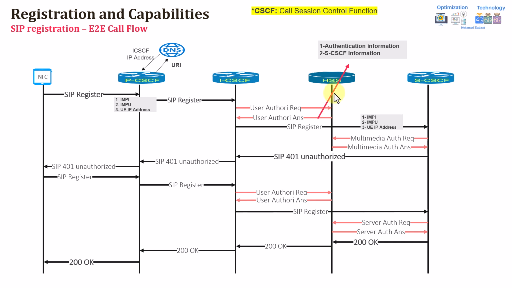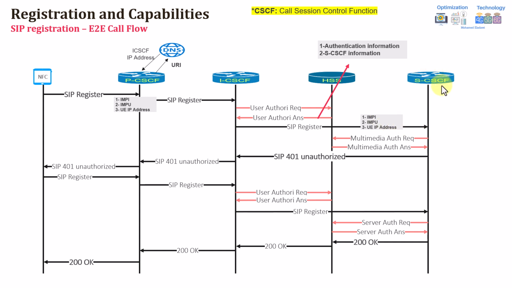Also, another important piece of information that the HSS checks, not only the serving call session control function, is the IMPI and IMPU, to check whether this user is authorized or not. Maybe the user is restricted or blacklisted or whatever. So this is also just a confirmation of the information being communicated to the I-CSCF. Once it receives the address, it will forward the same information from the I-CSCF to the serving CSCF. Then the S-CSCF will check whether this user is authorized to access the network or not.